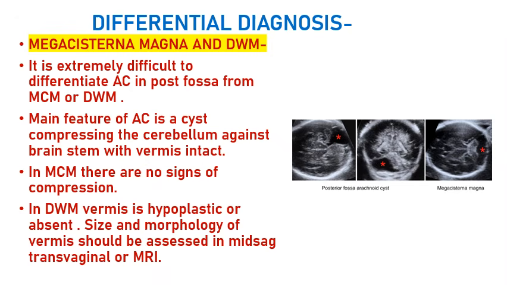Regarding megacisterna magna and Dandy-Walker malformation, it is extremely difficult to differentiate an arachnoid cyst in the posterior fossa from megacisterna magna or Dandy-Walker malformation. The main feature of an arachnoid cyst is a cyst compressing the cerebellum against the brainstem with the vermis intact. Here again it is compressing the cerebellum unilaterally with the vermis intact. In megacisterna magna, there are no signs of compression. In Dandy-Walker malformation, the vermis is hypoplastic or absent. So the size and morphology of the vermis should be assessed in midsagittal transvaginal view or MRI.